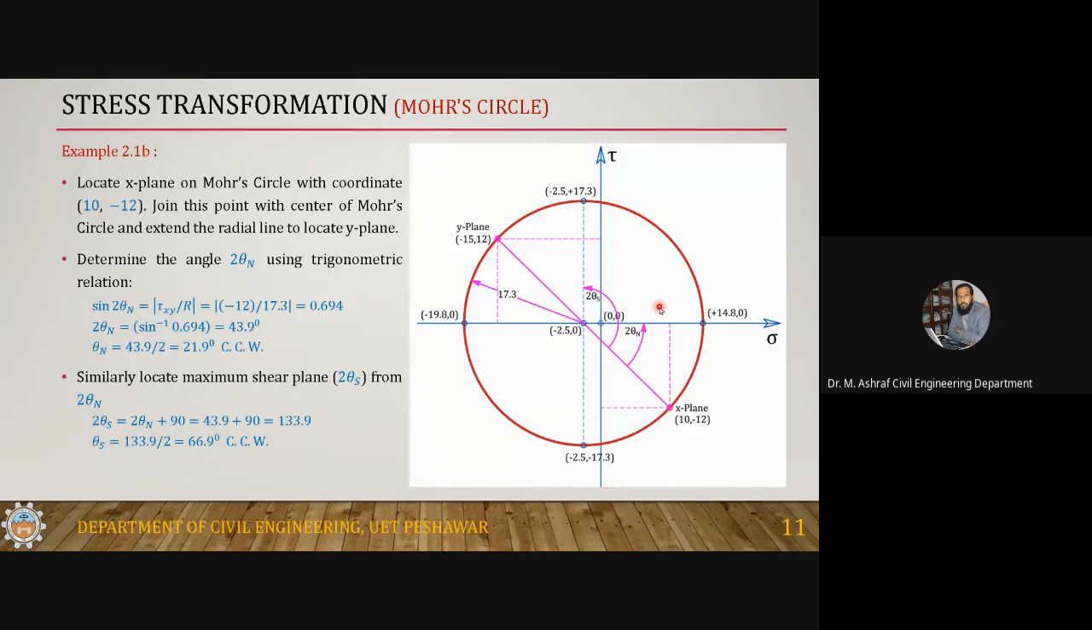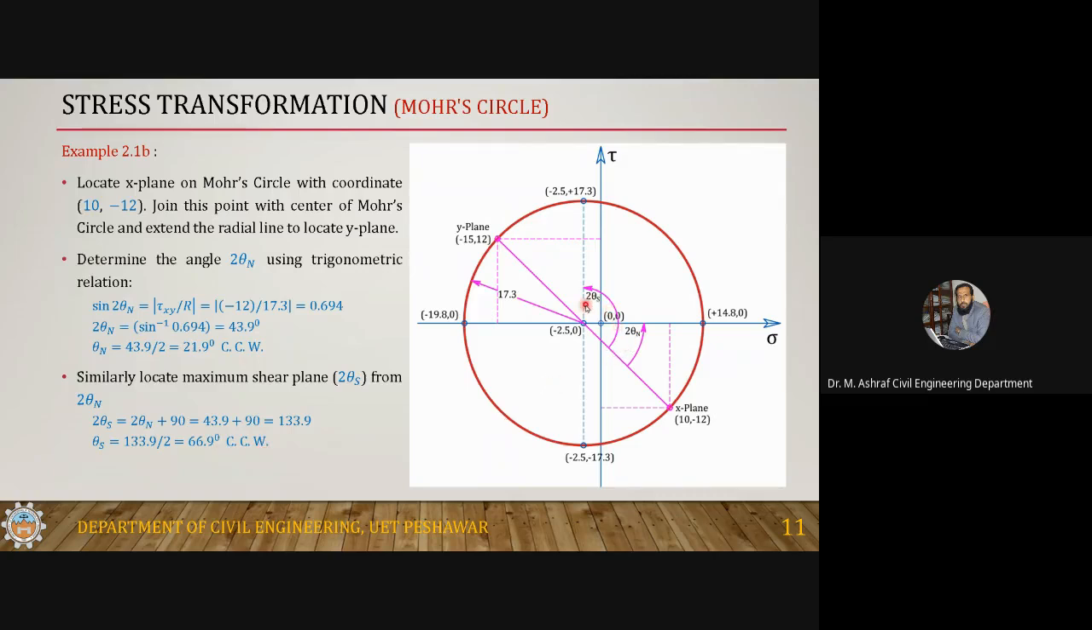Okay. Similarly, look at the maximum shear stress plane. You can do it like this. This is the minimum side. This is 2 theta s. But if you want to move towards the maximum, this is the maximum shear stress, which is 2 theta s. There is no need to do calculation for this one. 2 theta n plus 90 will directly give you this one. This is 90. And 2 theta n you already know, 43.9, so 43.9 plus 90 is 133.9, and theta is that divided by 2, so this will give you 66.9 counterclockwise.